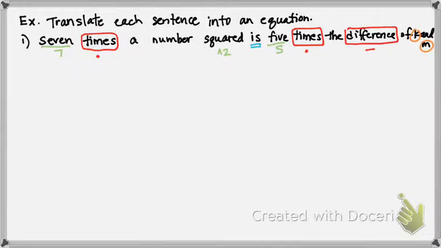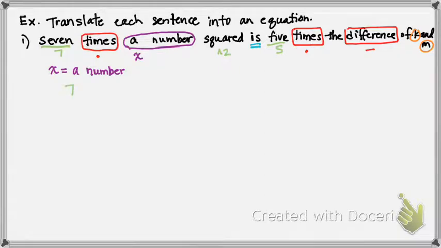And the only thing I don't have is what to do with this guy. So this is going to become our unknown, okay? So that's going to be our unknown. So I'm going to go ahead and say x is going to take the place of the words a number. Okay? So now I'm going to translate.